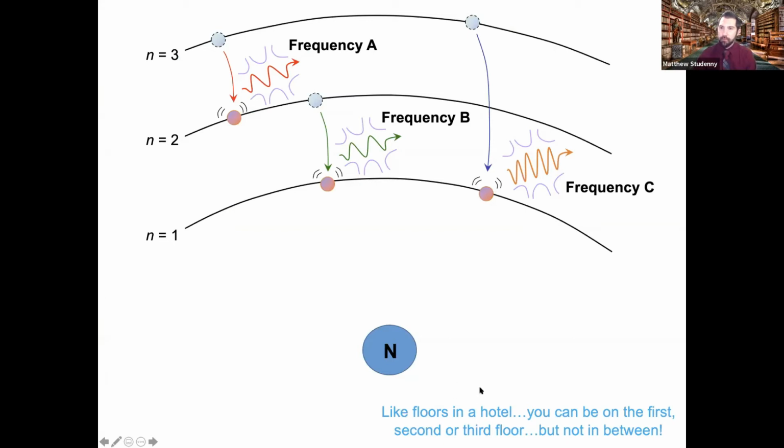One more analogy here, just this idea of quanta and the spectrum lines that you see. It's kind of like floors in a hotel. You can be on the first floor, the second floor, the third floor. You don't exist in between. So that's the same idea as what's happening up here, because they have very specific amounts of energy required to move into each of these different energy levels, we get very specific, unique lines on the spectrum.